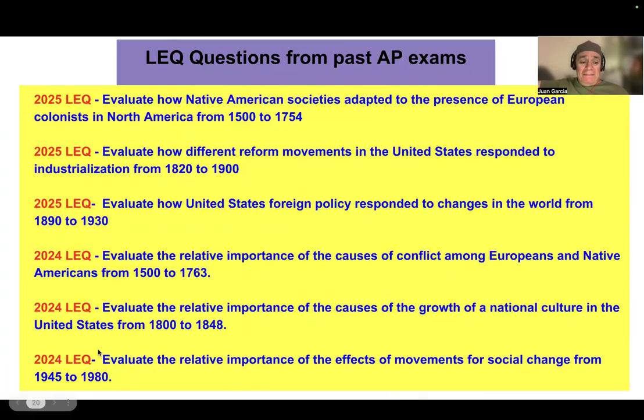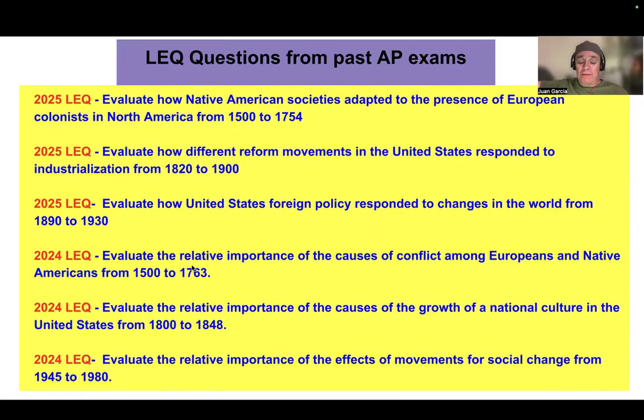There are 3 questions from 2004 and 3 from 2005. So again, look at the questions here from 2004. They sound the same, but they are from different time periods. This is from time period 1 to 3, from the middle, and then from the end of the curriculum. Okay, so evaluate the relative importance of the causes of conflict among Europeans and Native Americans from 1500 to 1763. Okay, so causation from these years. Focus on the years. Stay there.